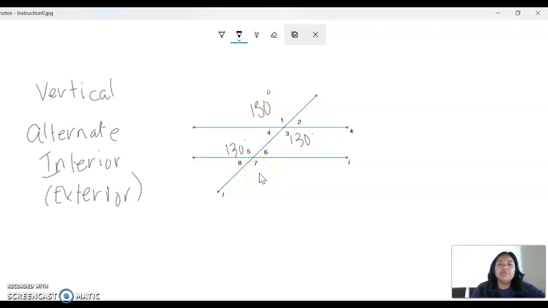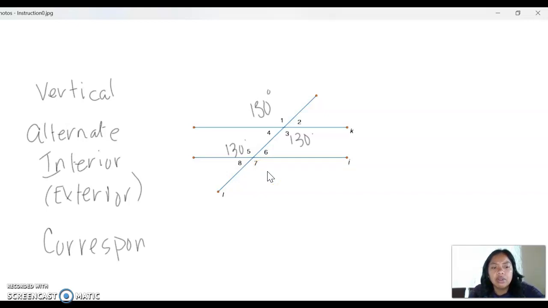The last part is 7 and 3. They are in corresponding positions, which means they're in the same spot. Angle 3 is at the bottom right-hand corner of its parallel line, and angle 7 is also at the bottom right-hand corner. We call those corresponding angles. What's significant about corresponding angles made when parallel lines are cut by a transversal is that they are equal. Since 3 is 130, 7 is 130 as well.